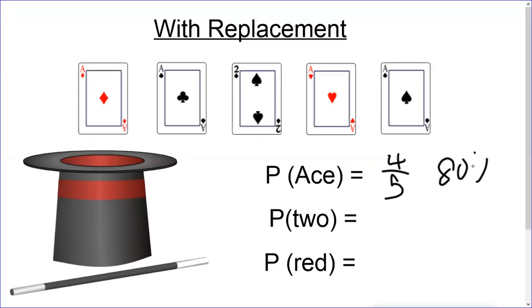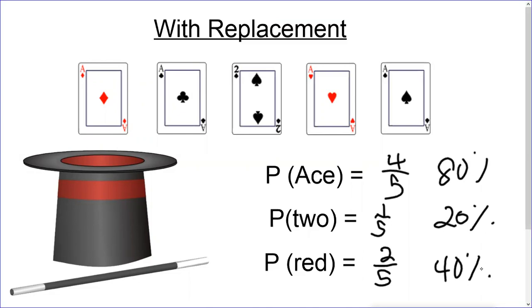The probability of selecting a 2 out of the hat, well, there's only 1 two. So if the desired outcome is a 2, it would be 1 out of 5. You have a 1 out of 5 chance of selecting the 2 out of the hat. So that would be 20% if we convert it to a percent. And if you wanted to select a red card, well, there are 2 red cards. The probability is 2 out of 5, or 40%. And the probability would remain the same as long as you put the card back in the hat after you selected it.